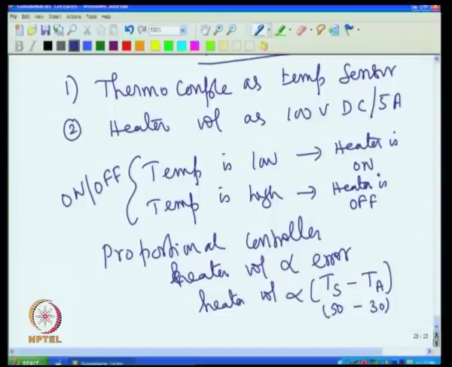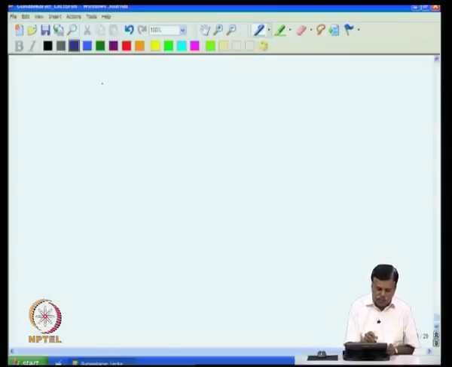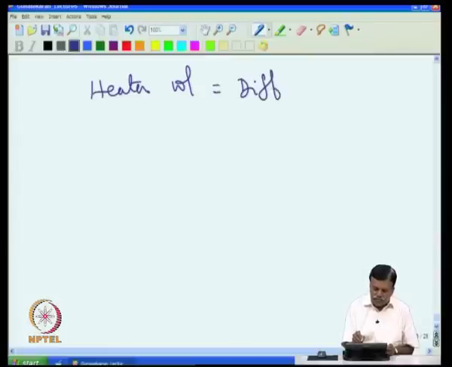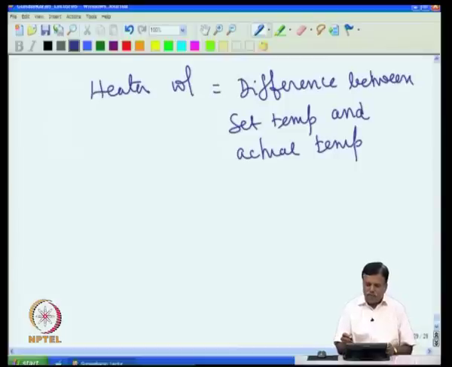So, the heater voltage is no more on or off; it will be somewhere between on and off. That is, if you have 100 volt as the heater voltage, depending upon the error the heater voltage can be anywhere from 0 to 100 volt. So, the heater voltage is basically proportional to the difference between the set temperature and the actual temperature. That is the basis of the proportional controller. So, we have to generate a heater voltage that is proportional to the difference between the set temperature and the actual temperature. Obviously, if we have to design this, the actual temperature of the system should be known, the set temperature should be known, and I have to find the difference.